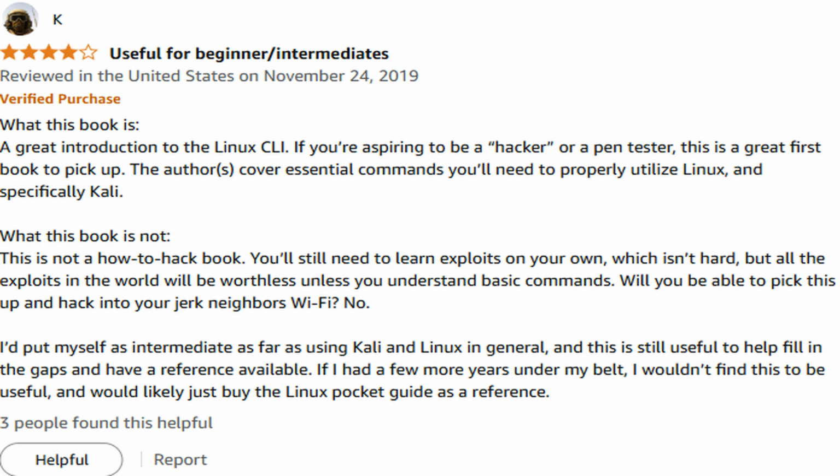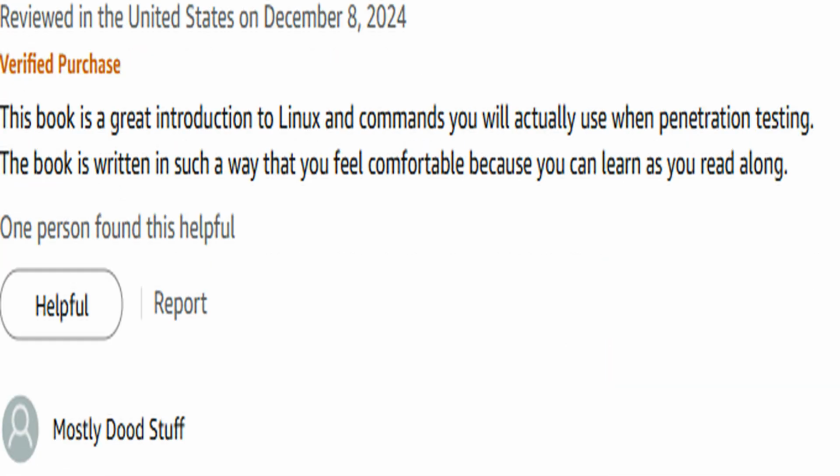Experienced Linux users appreciate that the book frames Linux commands and concepts from the perspective of a hacker. This provides a novel way to view tools and techniques, even for experienced users. Some reviewers have noted that even those who consider themselves power users have gained valuable insights and a fresh perspective from this book. However, it's important to manage expectations.